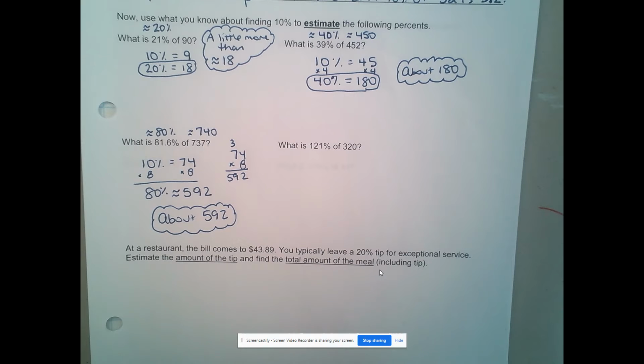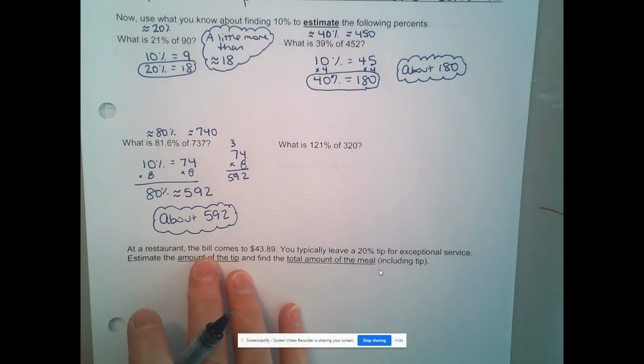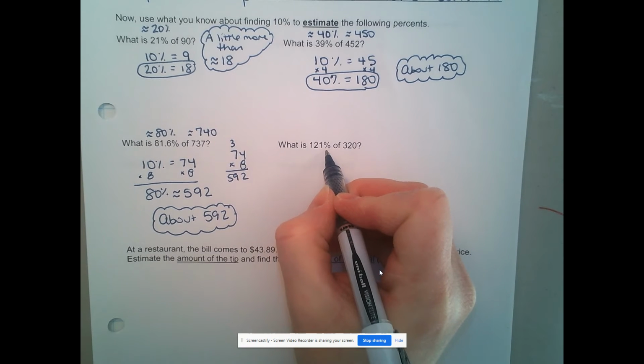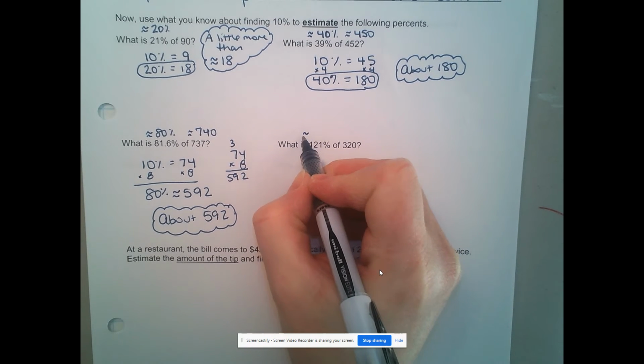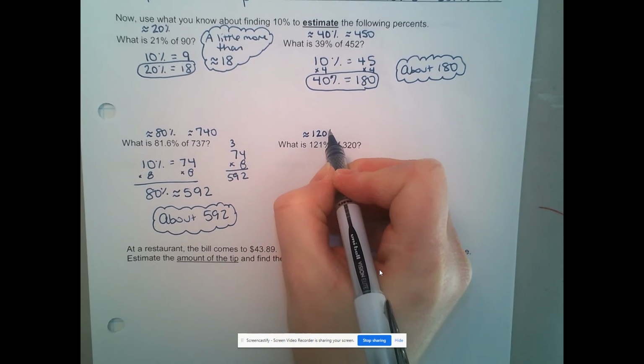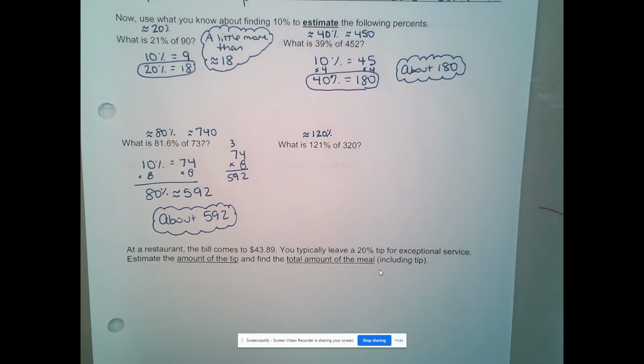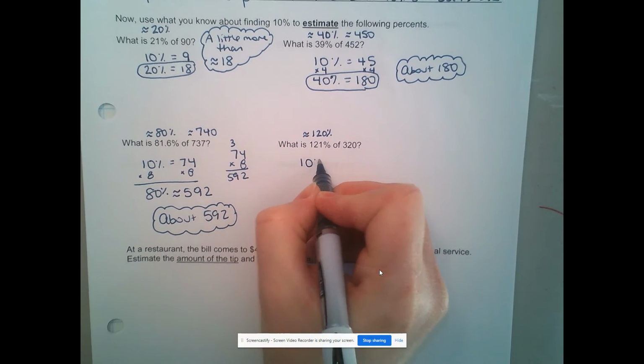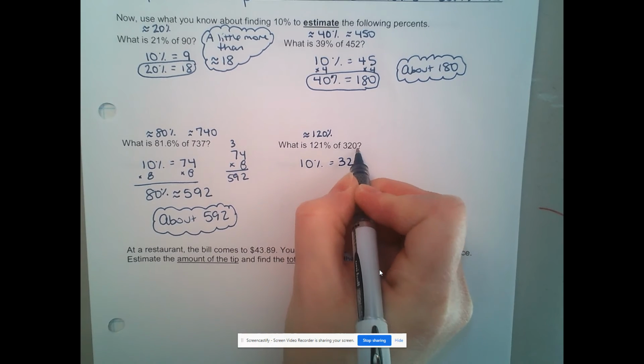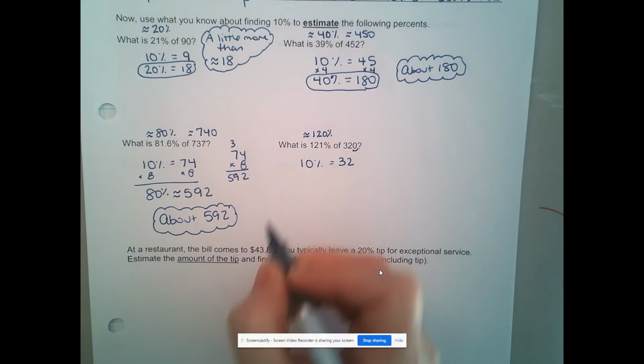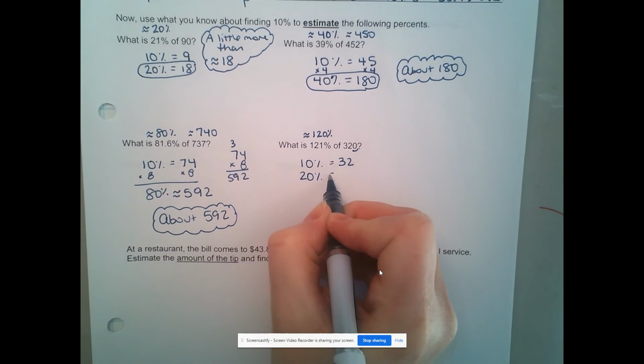Last but not least, how do we find something over 100%? Well, first I'm going to start by just doing the 21. Okay. We're going to go with 120 as being really close to 121. But I'm going to start by saying 10% is 32 if I just move my decimal point over one place. 20%, if we doubled that, would be 64.